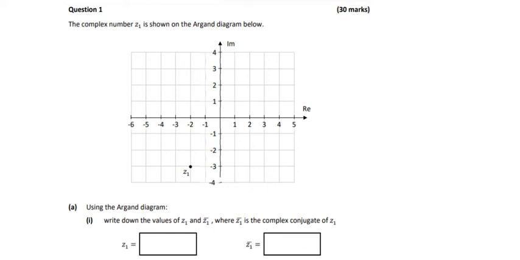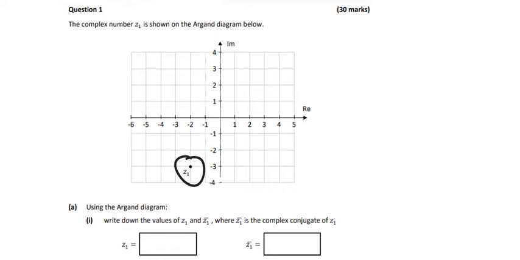Hi folks, so this is the 2022 Leaving Cert Ordinary Paper 1, and we're going to start with question 1, obviously. Question 1 is complex numbers. The first question is nice enough. You just have to write down the values of Z1 and its conjugate. We'll come to that in a minute. Let's look at Z1 first.